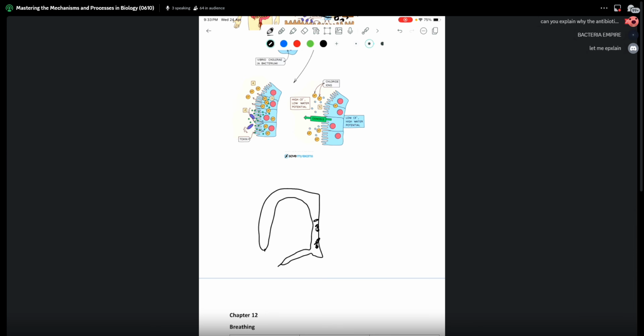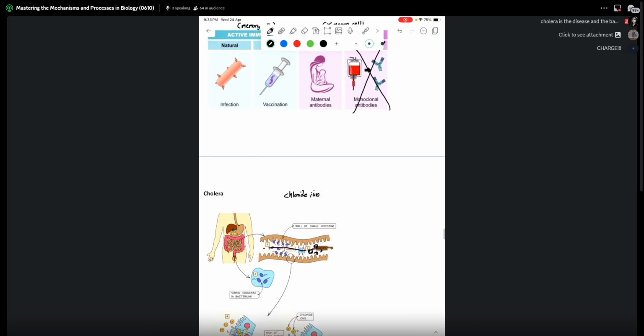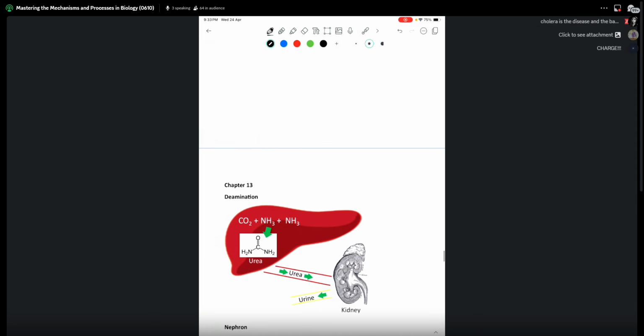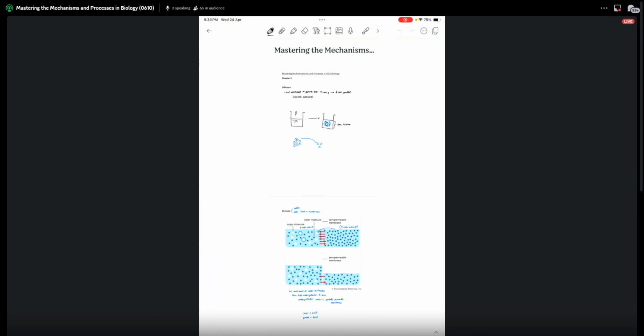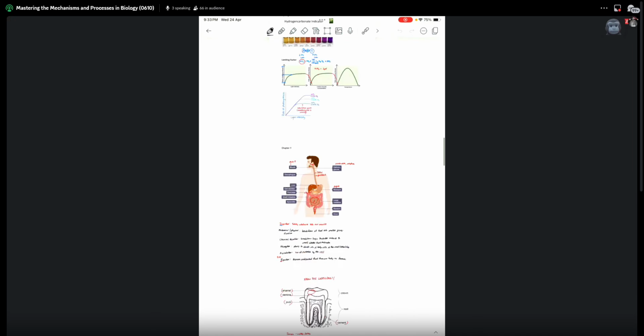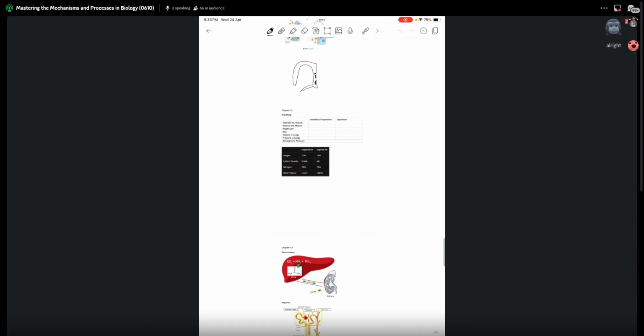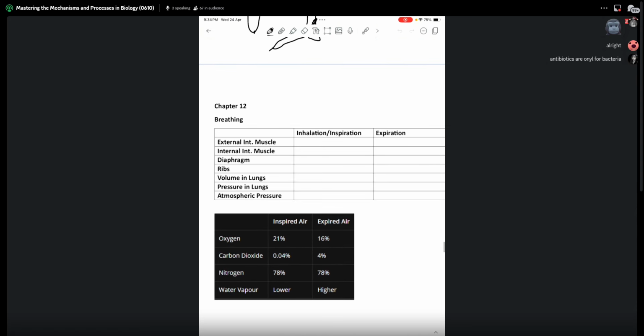Yes. So cholera is the disease and the bacteria is Vibrio. Correct. Excellent. I saw there's a question: can you explain why antibiotics won't work against viruses? Oh, okay. This is in the drugs topic, by the way. Can I come to that later? Later on. All right, let's move on.